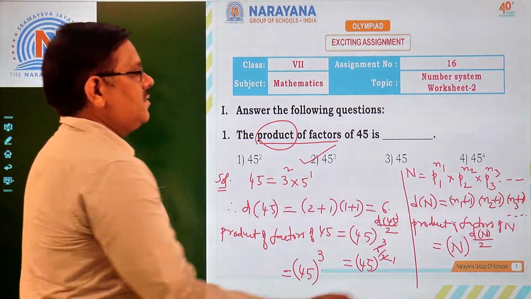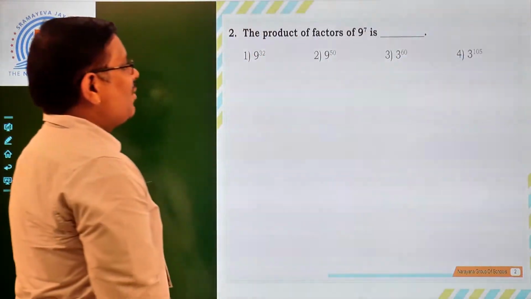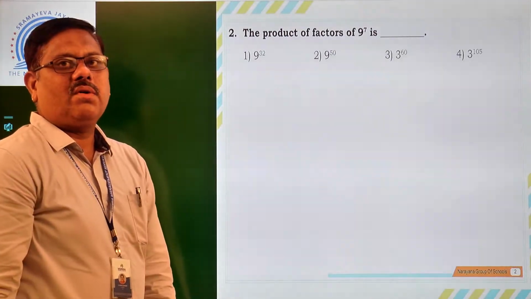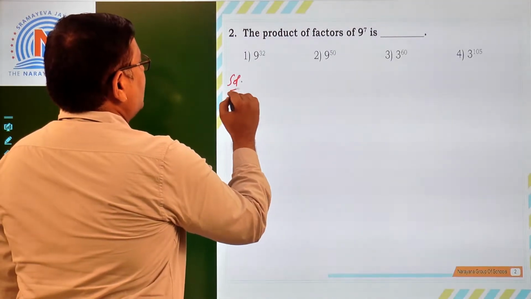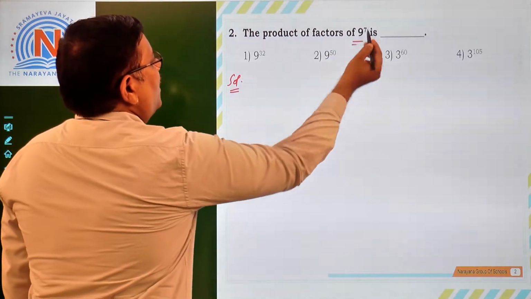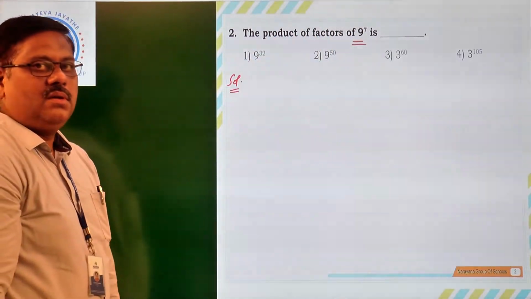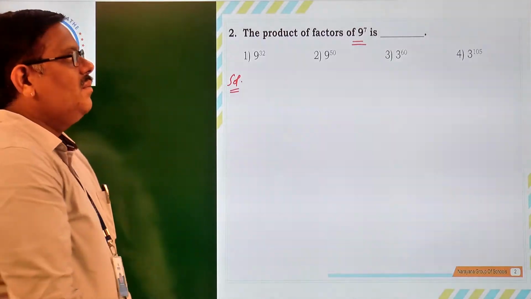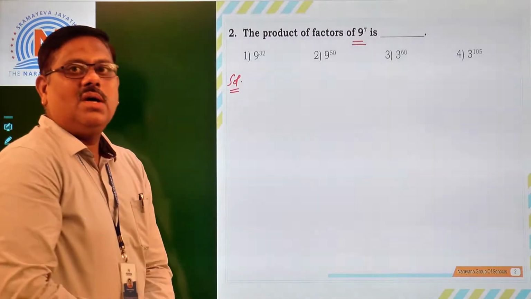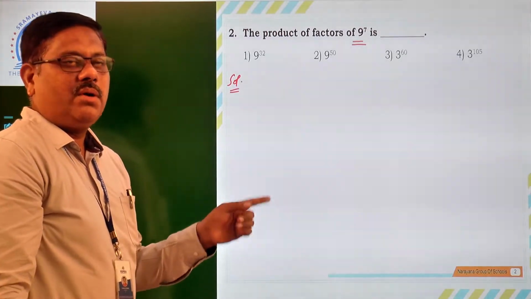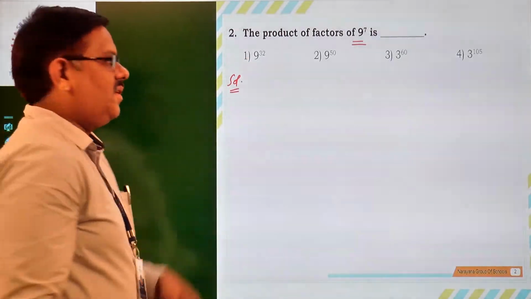Okay. Now we will move to the next question. The product of factors of 9 to the power of 7 is. Okay. So 9 to the power of 7, already it is in standard form? No, because 9 is not a prime number. It appears to be in standard form, but it is not so. If it is a prime number, we would have said that it is in its standard form.